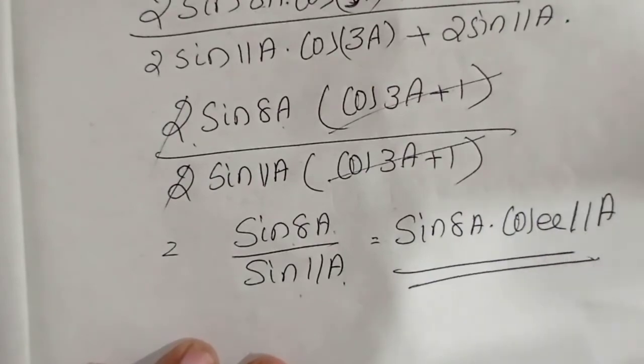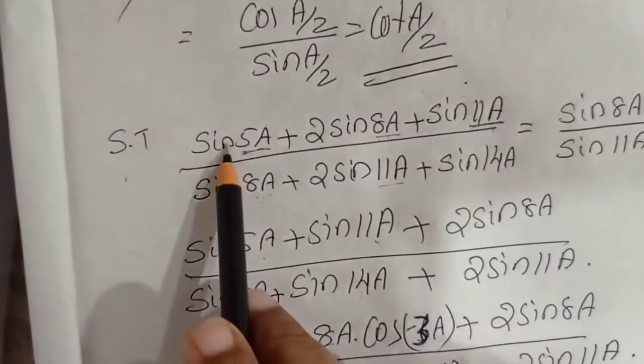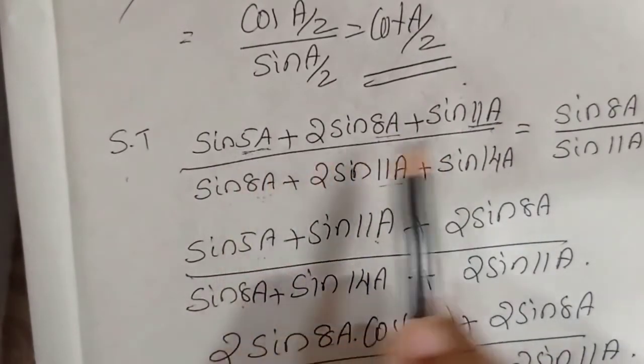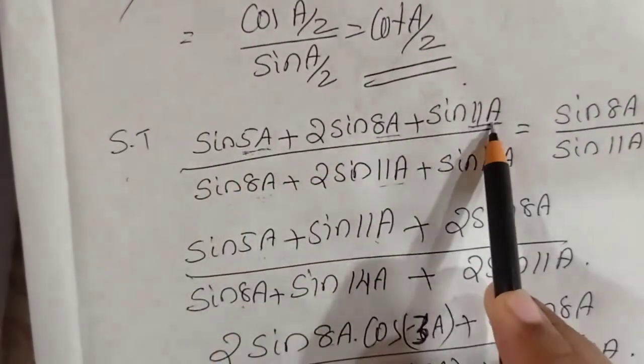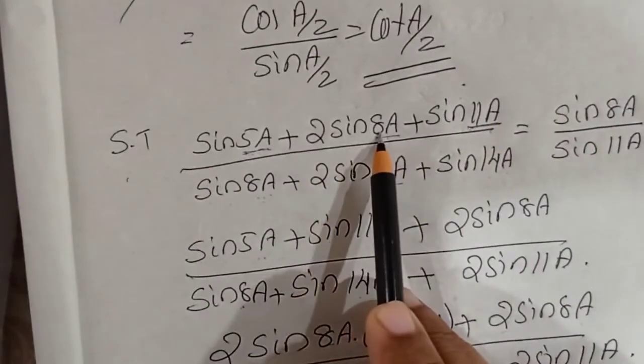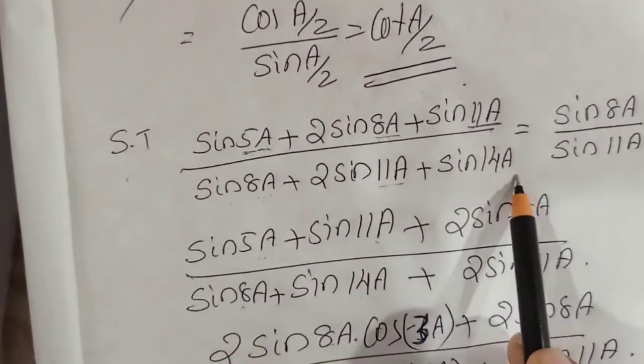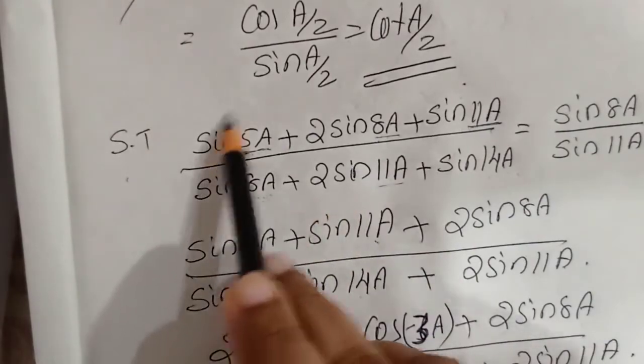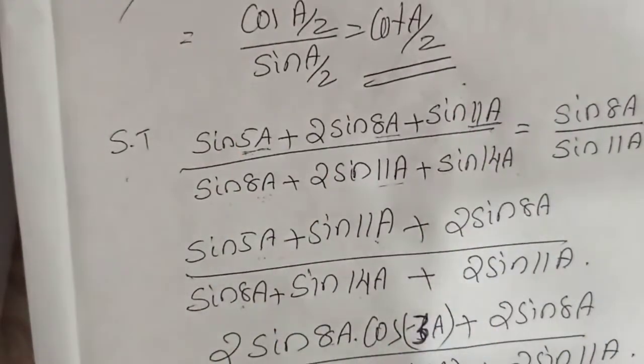Okay, is it clear? If three terms are there, how can you find which one to compare? 5a plus 11a gives 16, 16 half is 8. 8a plus 14a gives 22, 22 half is 11. Therefore, compare 1 and 3. Here also 1 and 3. Then apply the formula. Any doubt?